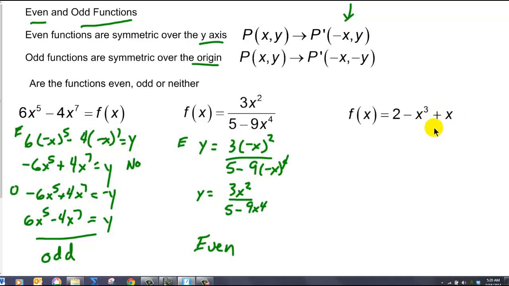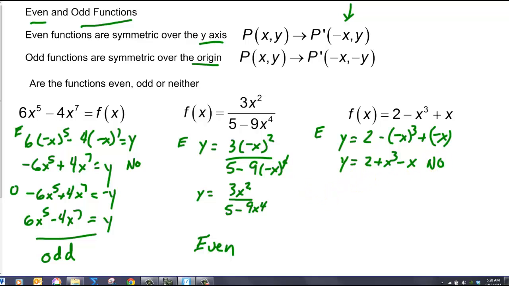And we take a look at this guy. So we look at even again, and we say y is equal to 2 minus opposite of x to the third plus negative x. This gives me y equals 2 plus x cubed minus x. No way does that look like the original, or will it ever? So that's not even.